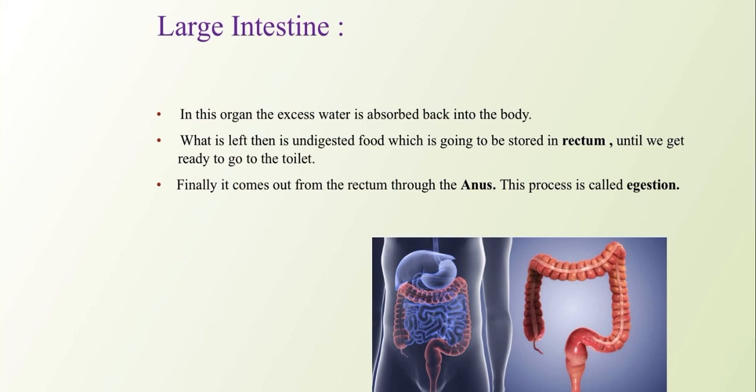In this organ, the excess water is absorbed back into the body, and what is left is undigested food. That is, the materials of the food which we don't need for our body. They are not useful and not necessary for our body, and they are stored in the rectum until we get ready to go to the toilet. Finally, it comes out from the rectum through the anus. This process is called egestion, the last part of the alimentary canal.